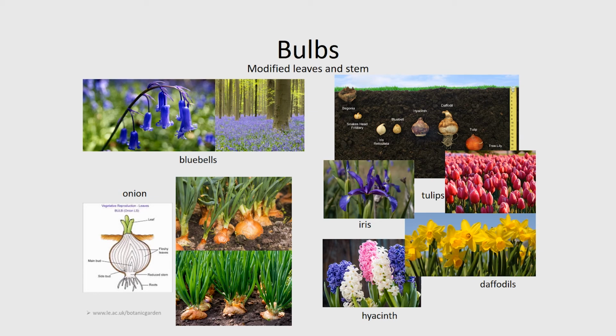Onions are bulbs, and when you peel an onion you can see the layers, which are the modified leaves. The lower picture shows bulbs, in this case onions, forming new bulbs on the side. These can then be broken off and will grow into separate plants the following year.